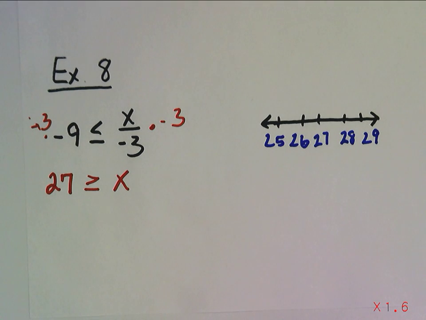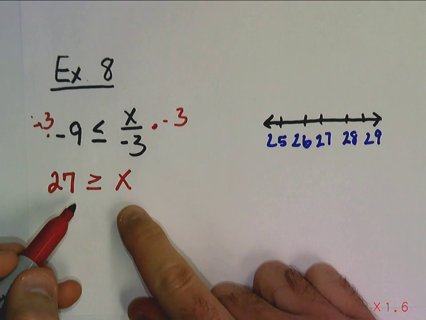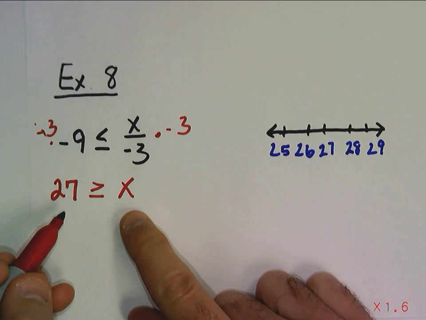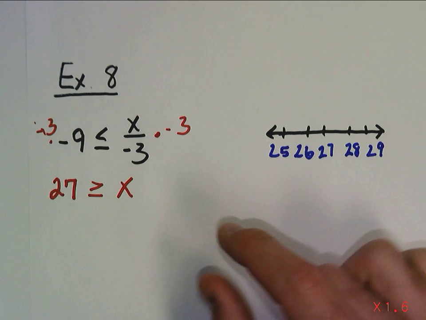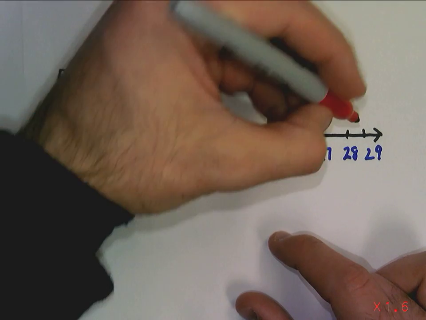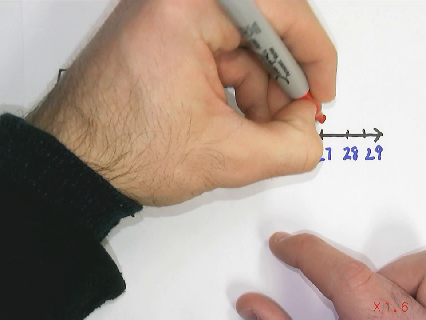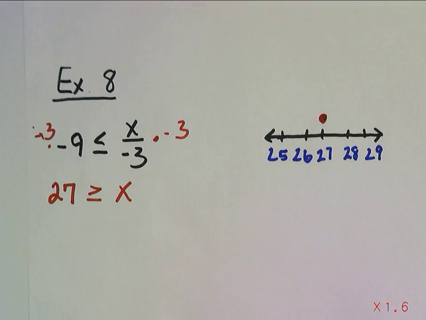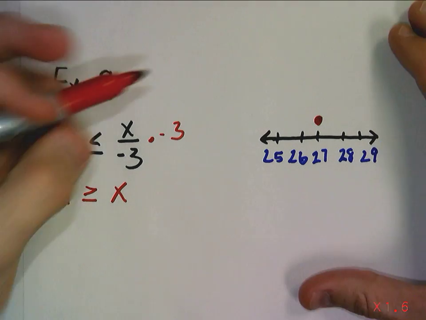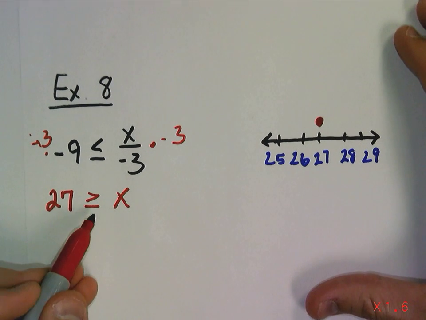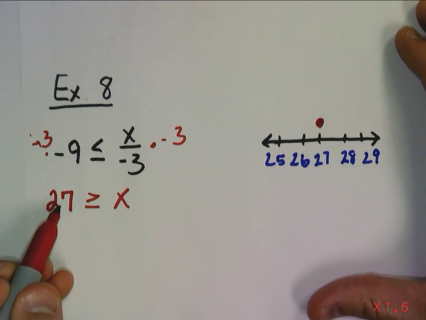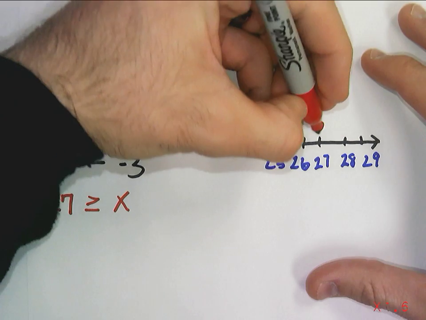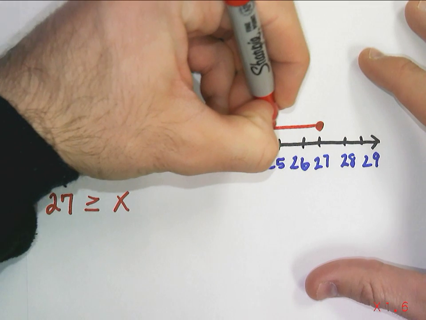You get the point. Now you might be saying, oh, how do I do this? This doesn't make sense to me. 27 is greater than or equal to x. Well, at 27 we need to have a closed circle because it's greater than or equal to. And this is telling me that any value of x, 27 will be bigger than it. So that means my arrow needs to go to the left.